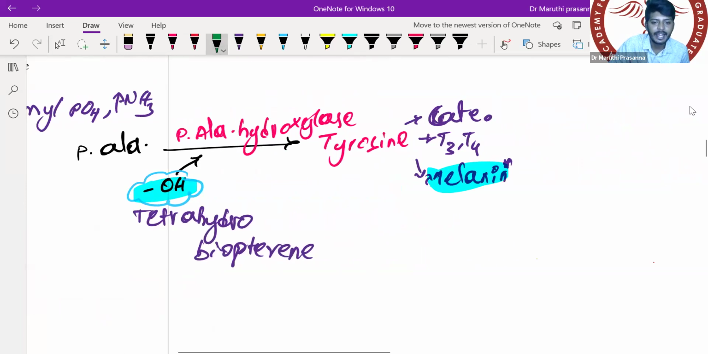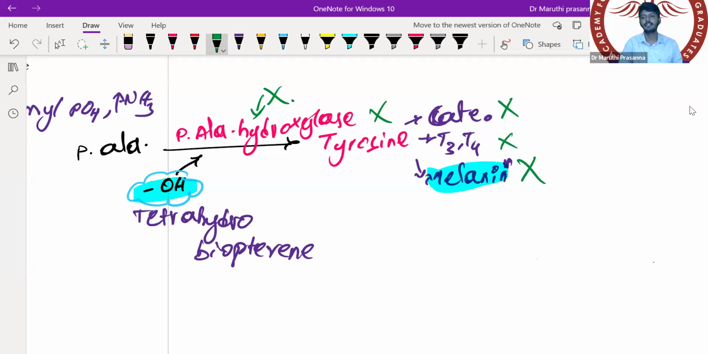If there is a deficiency of phenylalanine hydroxylase, no tyrosine. If there is no tyrosine, catecholamines are not there. T3, T4 is not produced. Melanin is reduced. So if melanin is reduced, skin becomes pale, hair becomes blonde. So it is like white skin, blonde hair, very beautiful appearance. But the problem arises with what? T3, T4 also not there. The person looks beautiful, but brain development will not be there. Why? Because T3, T4 is absent. So because of that, brain development will not be there.